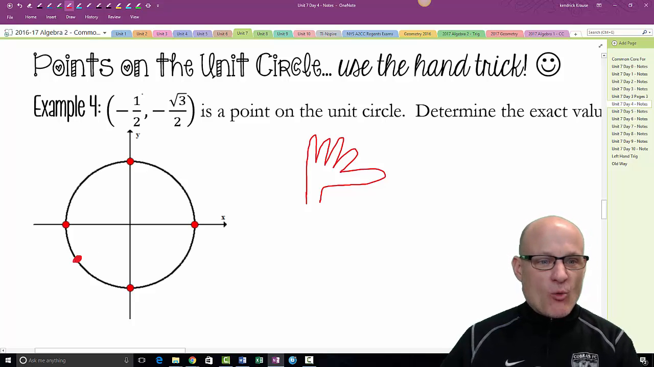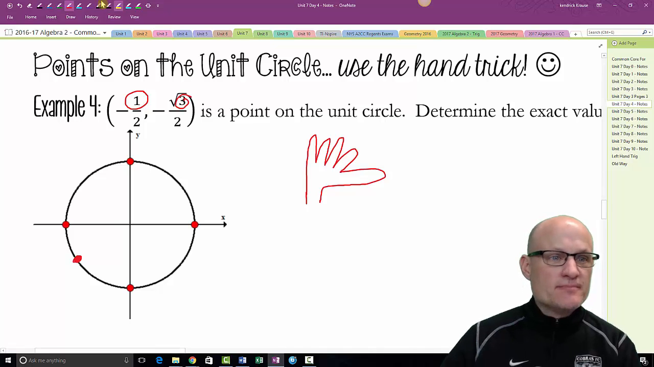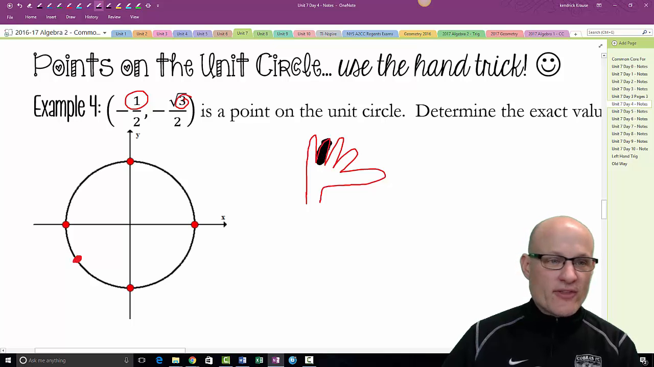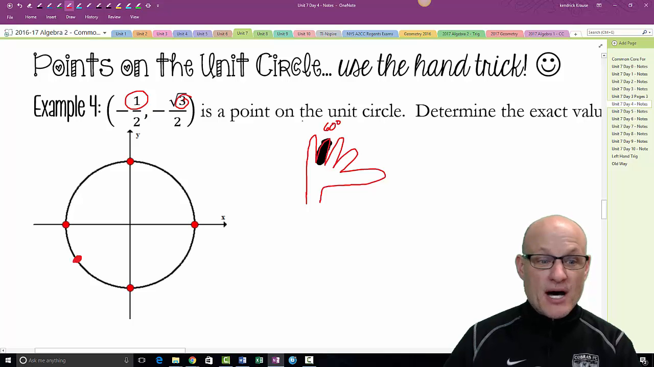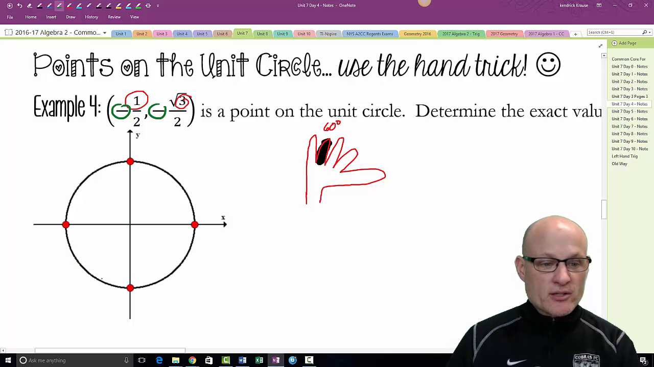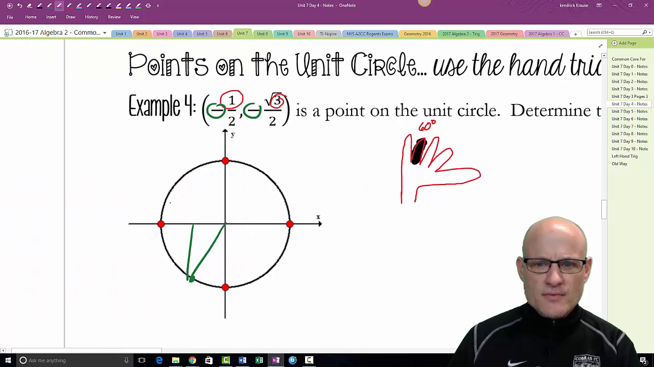So let's see what we got. We got 1 finger to the left, 3 fingers to the right, 1 finger to the left, 3 fingers to the right. So that tells us our reference angle is going to be 60 degrees. But we are in the third quadrant. Now, I know we're in the third quadrant because they're both negative. So we're down here, both negative, with a reference angle of 60 degrees.